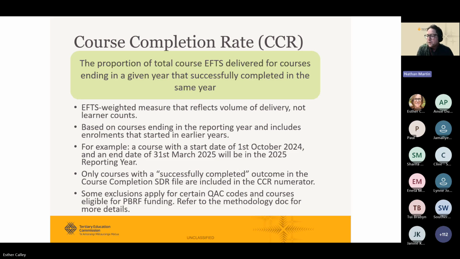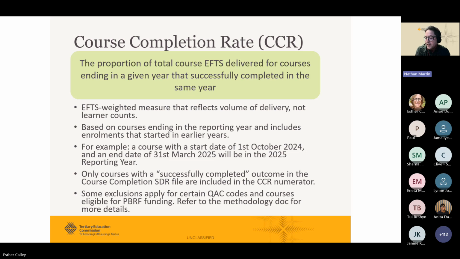Cool. So the first EPI measure I want to discuss is the course completion rate. The course completion rate measures the proportion of total course Fs delivered for courses ending in a given year that successfully completed in the same year. This measure is based on Fs, so it reflects the volume of delivery, not the number of actual learners. In other words, it shows the volume of delivery that occurred rather than how many people were involved. It is aligned to when courses end, not when they start.